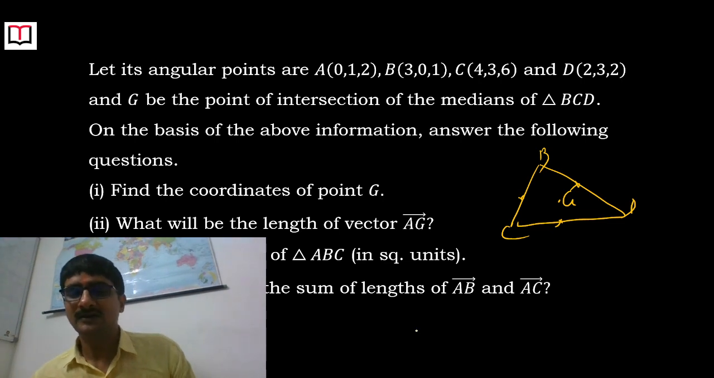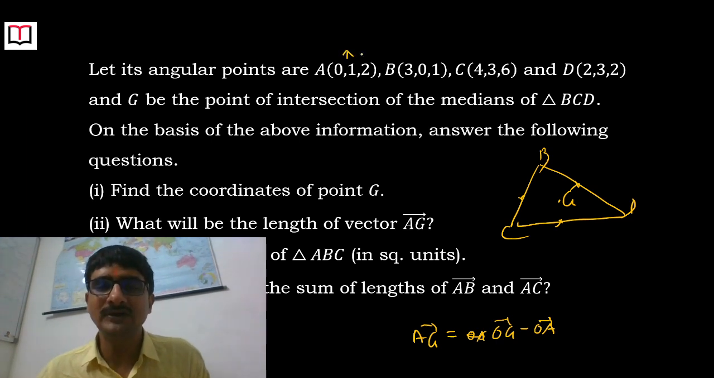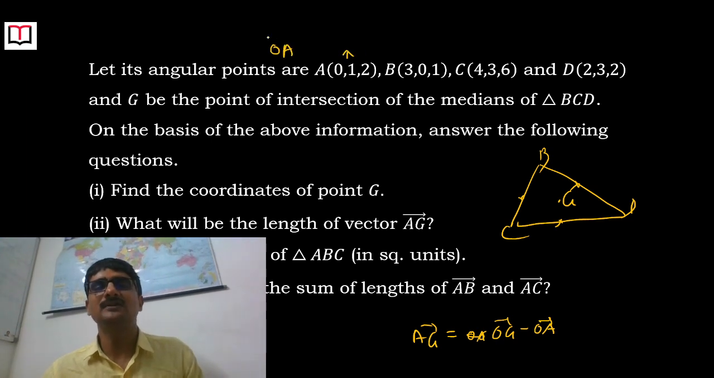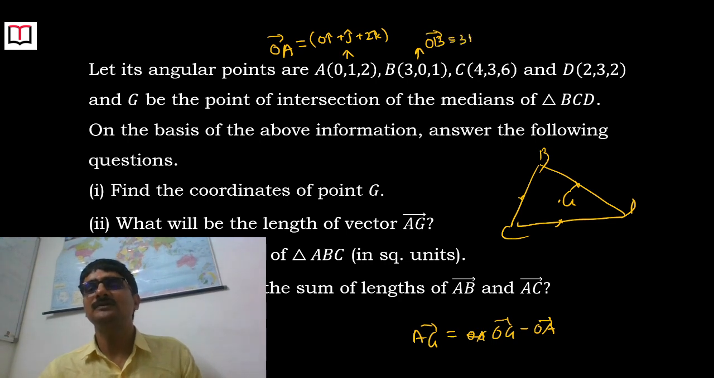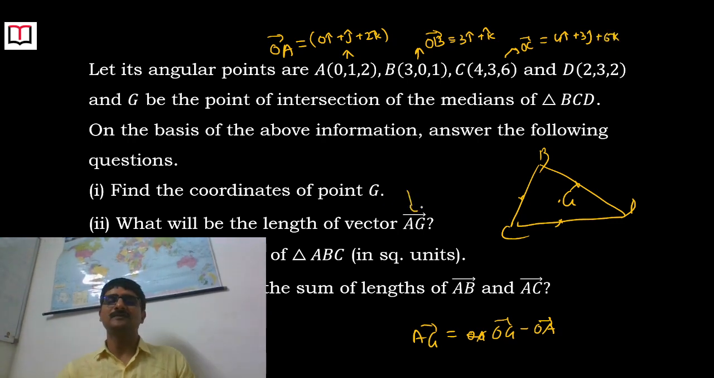So you know that AG vector is nothing but OG vector minus OA vector. And the coordinates of the point, if you wish to write in vector form, represent 0i cap plus j cap plus 2k cap as the position vector. Similarly, for this point B, its position vector will be 3i cap plus k cap. For C, its position vector will be 4i cap plus 3j cap plus 6k cap. So like this, you can do it and then find its magnitude.